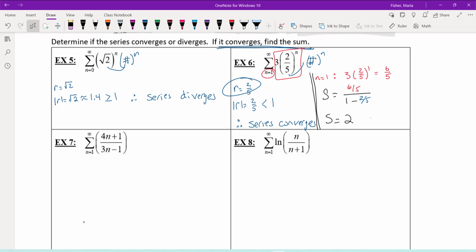Well, I don't see a minus sign for telescoping, and this is definitely not geometric because it's not a number raised to a power. Well, let's go ahead and try the nth term test.